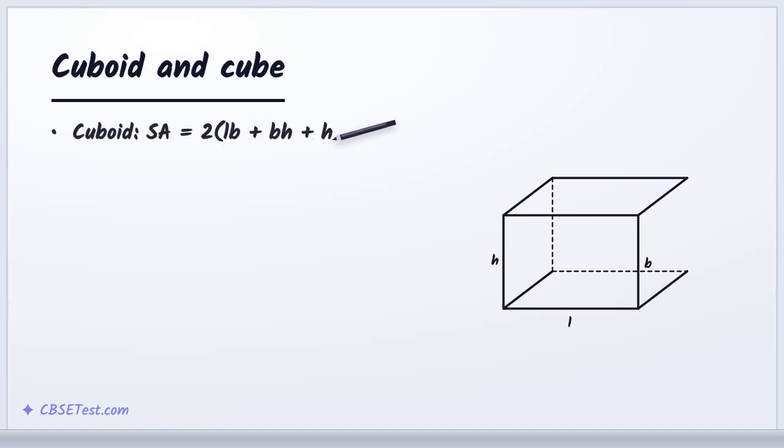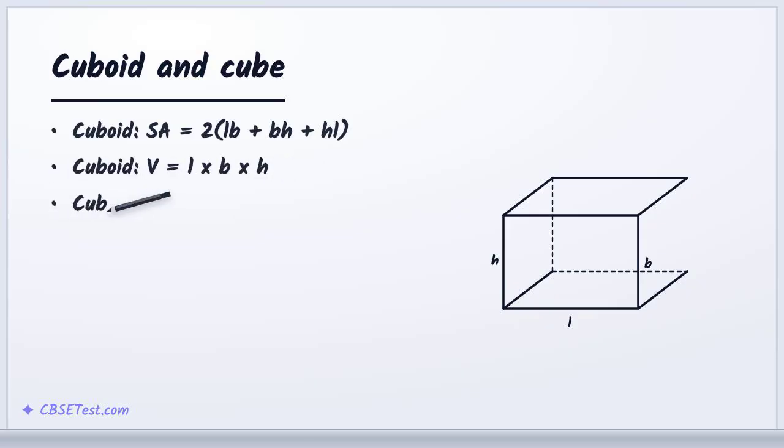For a cuboid, the surface area is 2(LB + BH + HL), and the volume is length times breadth times height. A cube has all edges equal, so its surface area is 6a² and its volume a³.